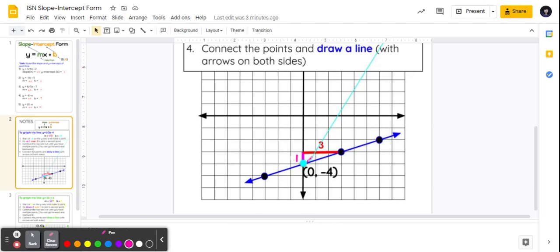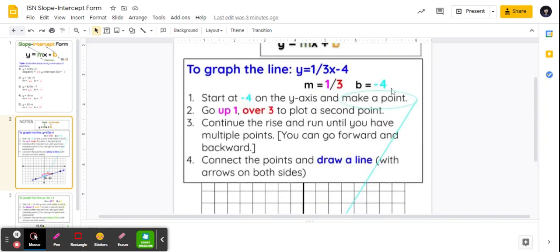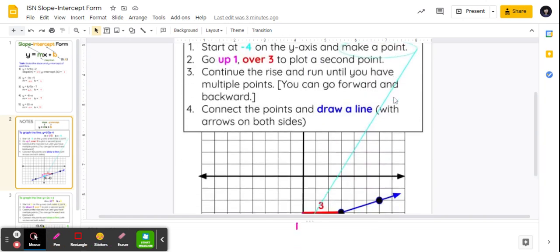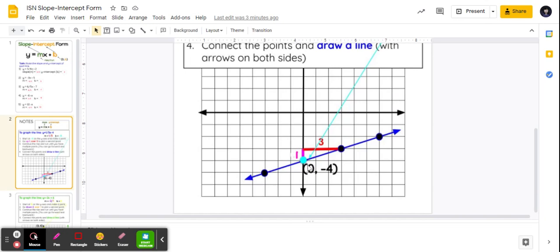You can even go backwards the other direction. You can go 3 to the left and then down 1, thinking of it in the reverse. So running to the left and then falling down to make points going in either direction. Once I have points going in either direction, I'm going to connect the points and draw a line with arrows on both sides. So I do this blue line connecting all of these points. This blue line would represent the line that represents this equation, y equals 1/3 x minus 4. So the whole steps that we did were to create this blue line. So let's do an example together on the next slide.